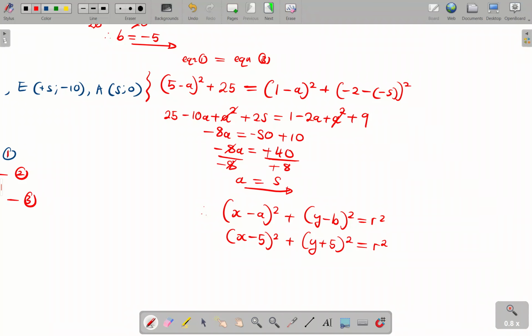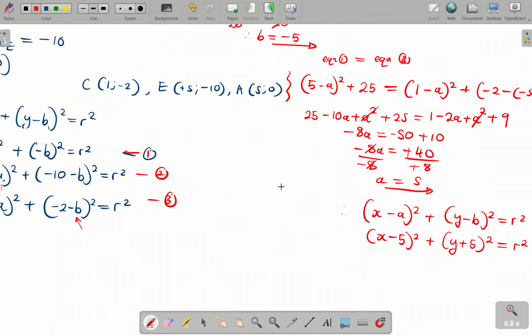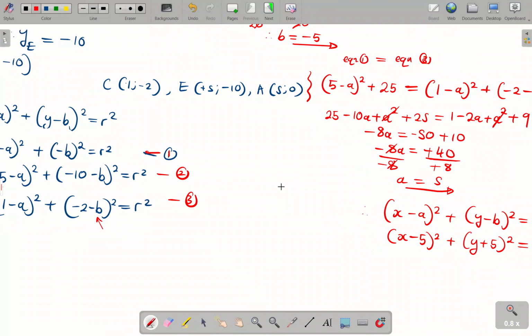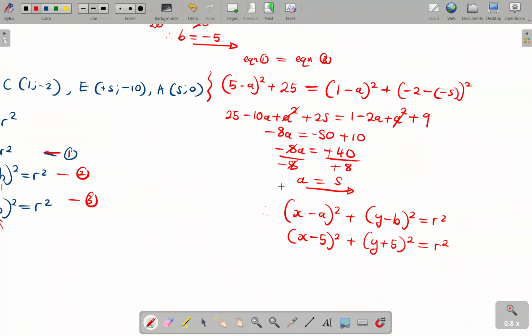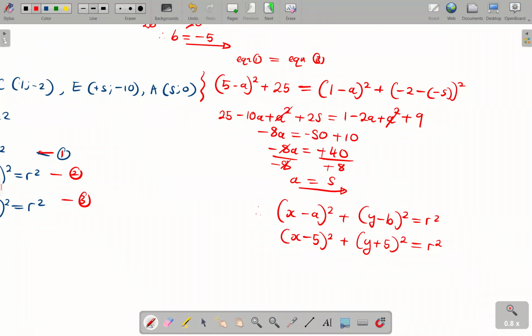To find the r squared, we're just going to use the distance formula, or simply substitute any value there. For example, you can replace with a there, since a is just 5 and 0. So this is your x, your y. Your x is 5 minus 5 squared plus your y is 0 plus 5 and then squared is equal to r squared.